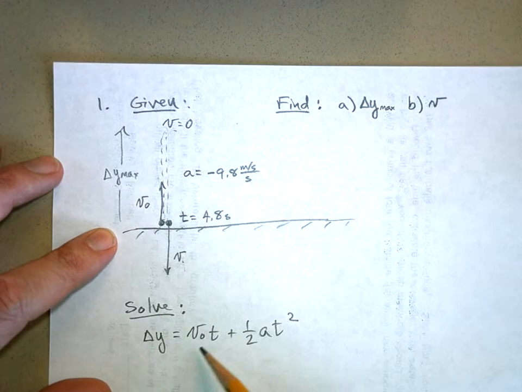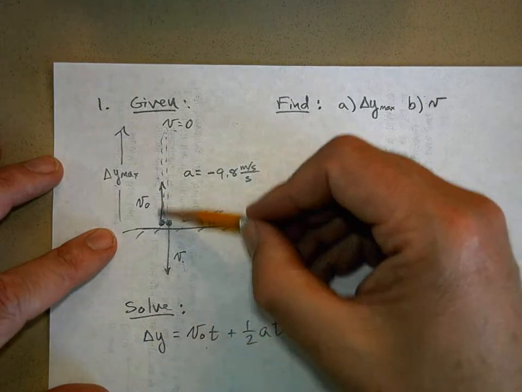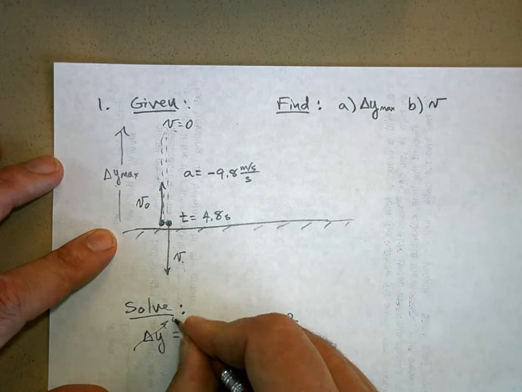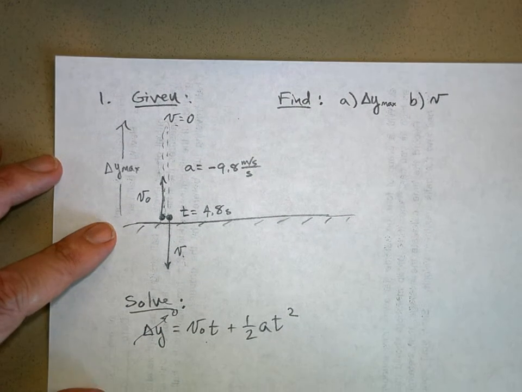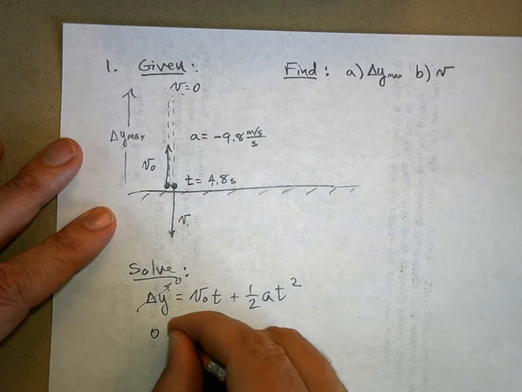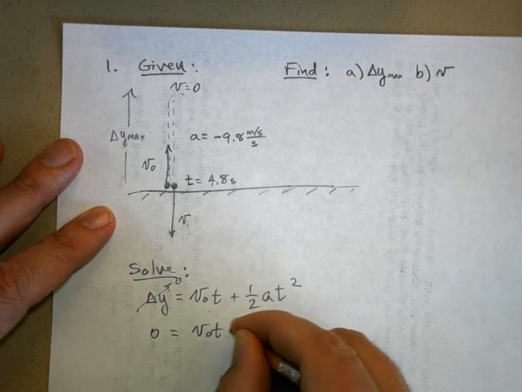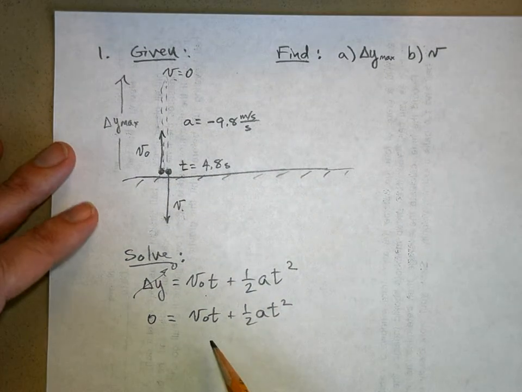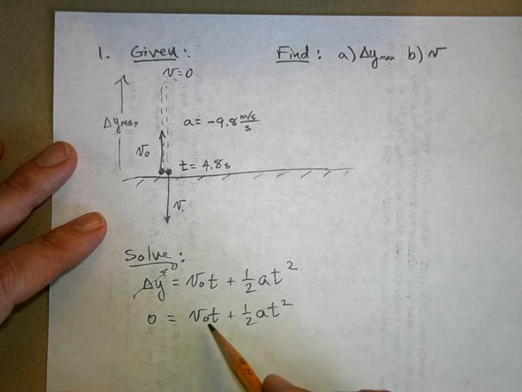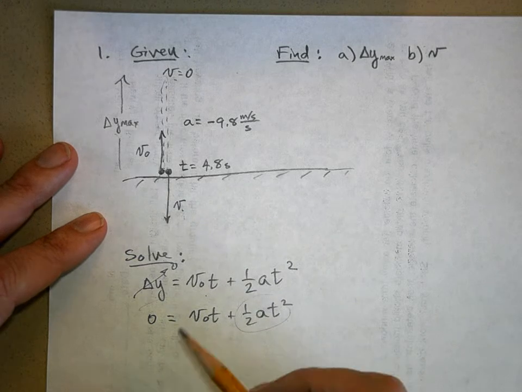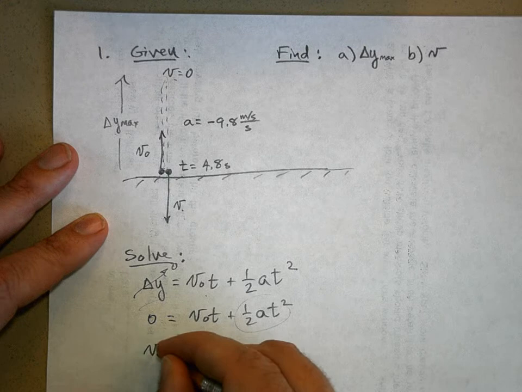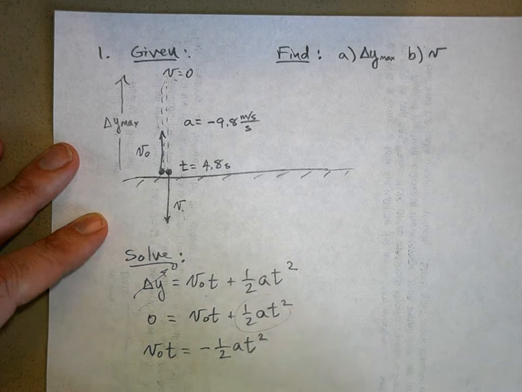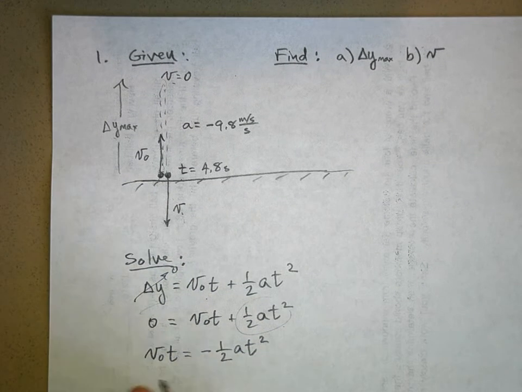And this has v naught in it, but we know what delta y is for the whole thing. It's caught at the same height it was thrown, so delta y is 0. And so I can write 0 equals v naught t plus 1/2 a t squared. And now I want to solve for v naught. So I can subtract this term to the other side, or actually I can flip them around. So v naught t is equal to negative 1/2 a t squared, right? All I did was subtract this to the other side and then flip it around.